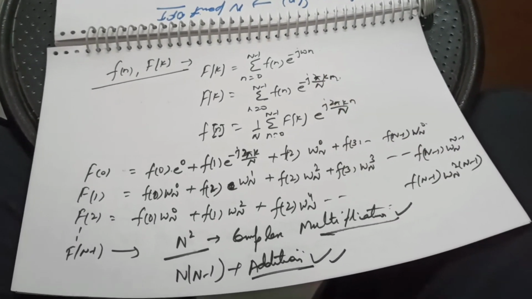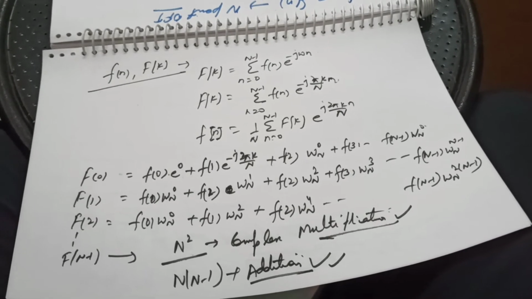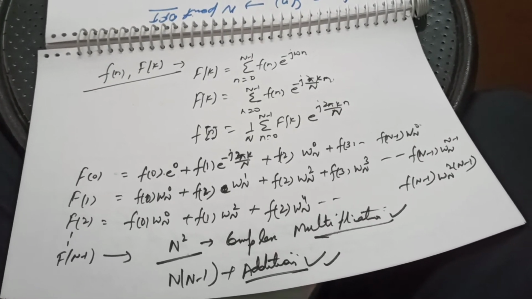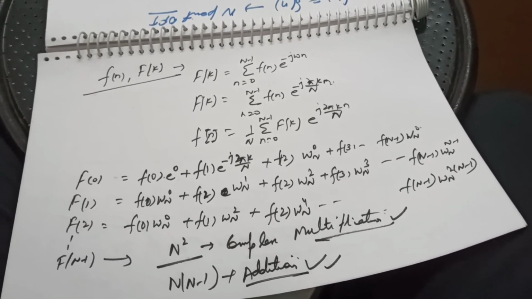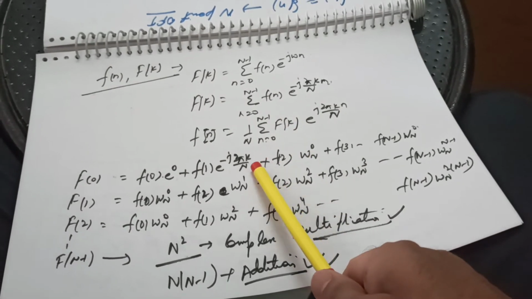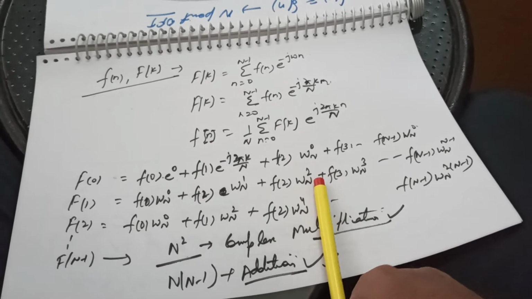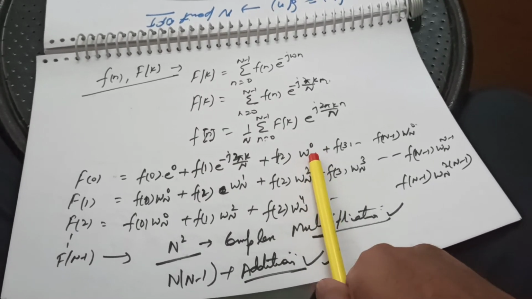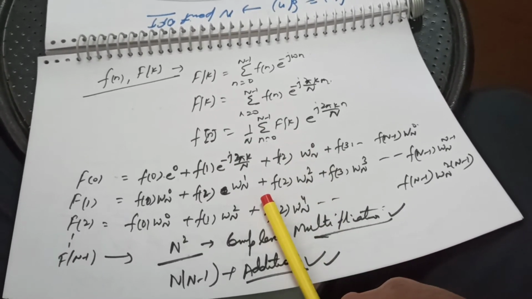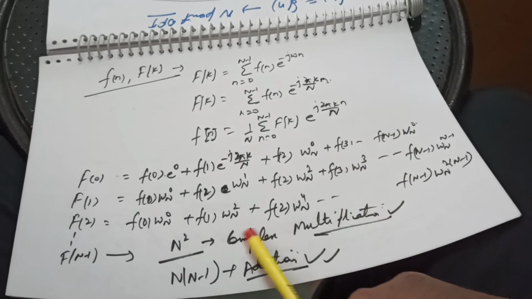I think it is very simple. So e to the power minus j 2 pi by N is W. Now you can see, have a look at this. k into n is 0, so W_N to the power 0; here k into n is 1, 2, 3 and so on.